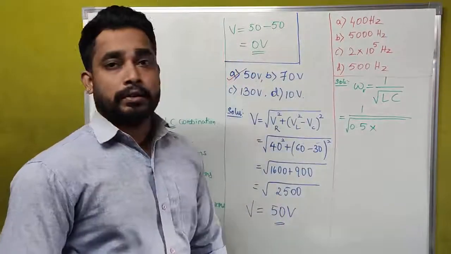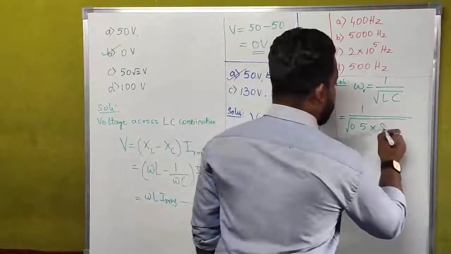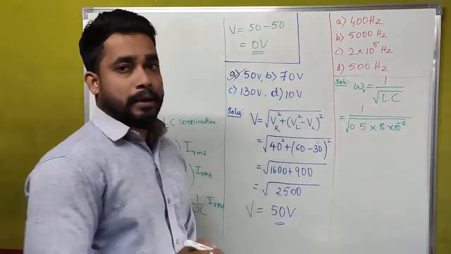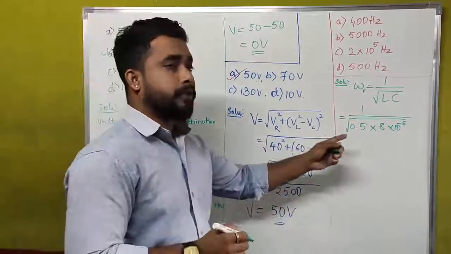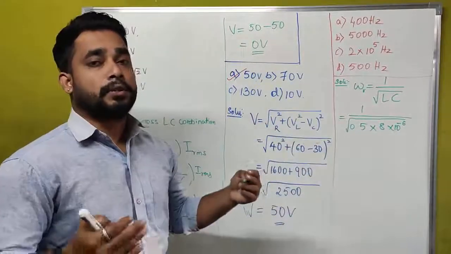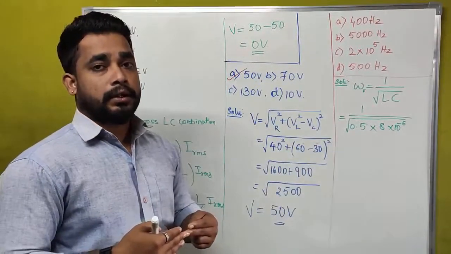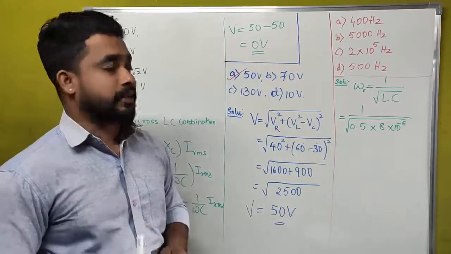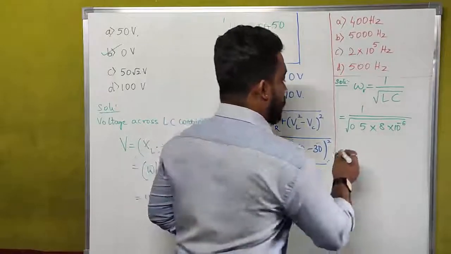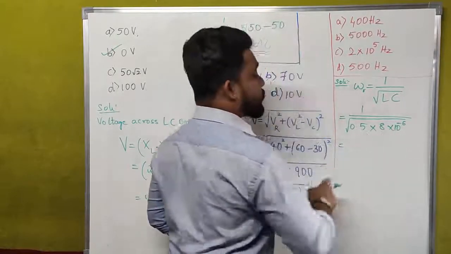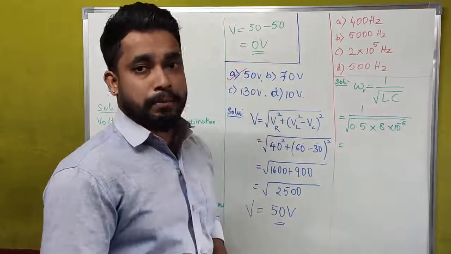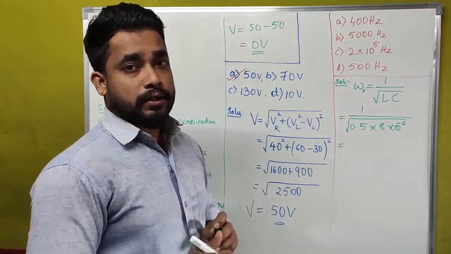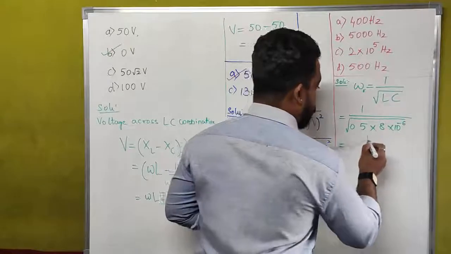0.5 Henry is the value of inductance, and the value of capacitance is equal to 8 microfarad. Both are connected across a 220 volt power supply in an LC circuit. Here, for these values only, the current becomes maximum. Then what is the frequency of that circuit? That we should find out.